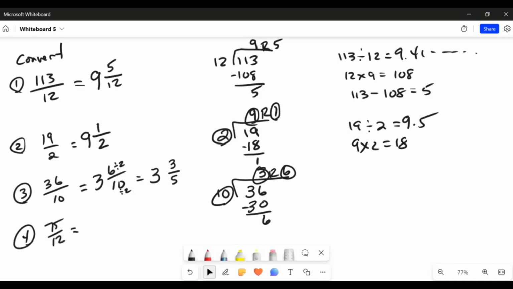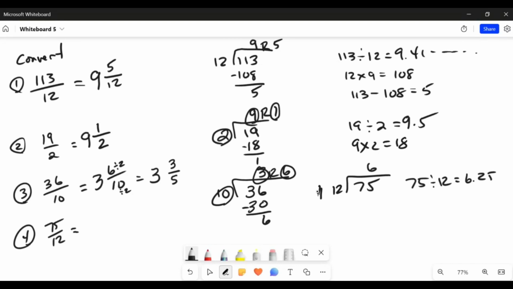Okay, the correct answer is 6 1/4. Let's see how we did that. So we need to take 12 and divide it into 75. When we take 75 divided by 12, we get 6.25. That means the whole number part is 6.